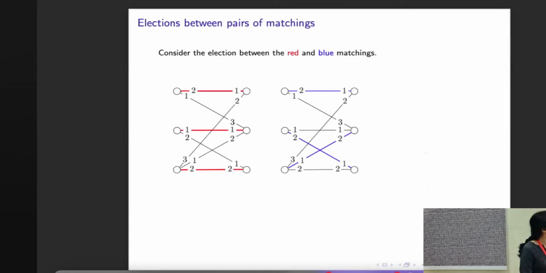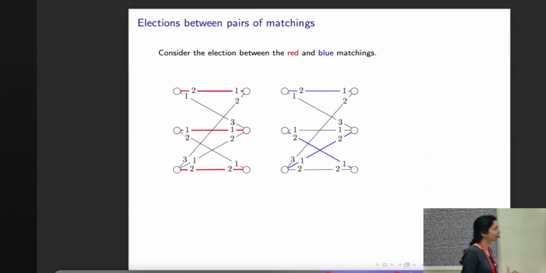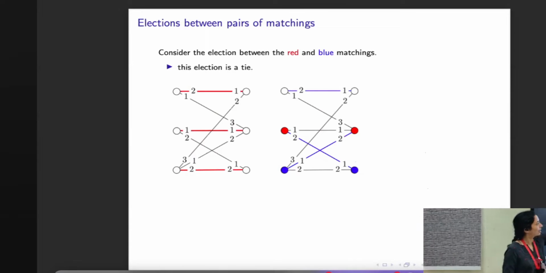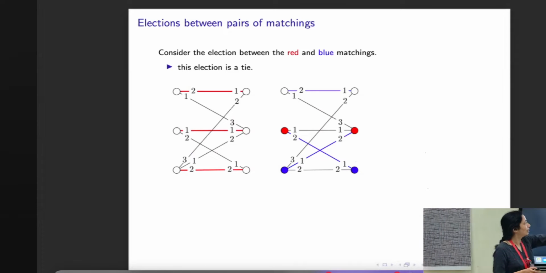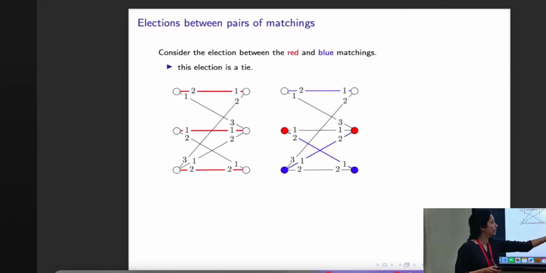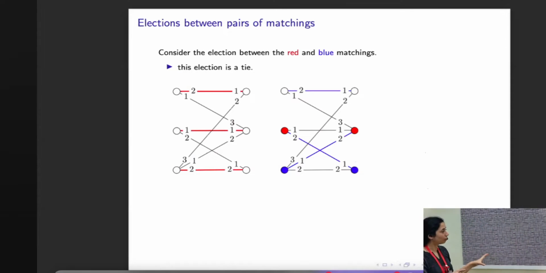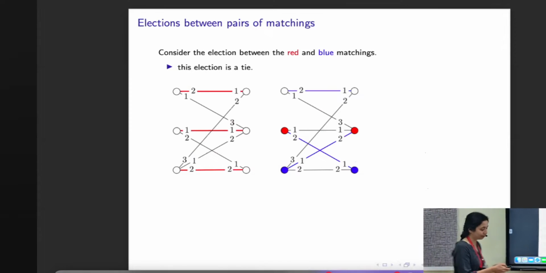It gets a better partner in the red matching compared to the blue matching. And what about the bottom 2 vertices? Fantastic. So this election ends up with votes being cast like this. The top 2 vertices abstain, so I have left them uncolored. The middle 2 vertices prefer the red matching, so I have colored them red. And the bottom 2 vertices cast votes for the blue matching, so I have made them blue. And so when you count the votes for red versus blue, it's 2 versus 2, it's a tie.